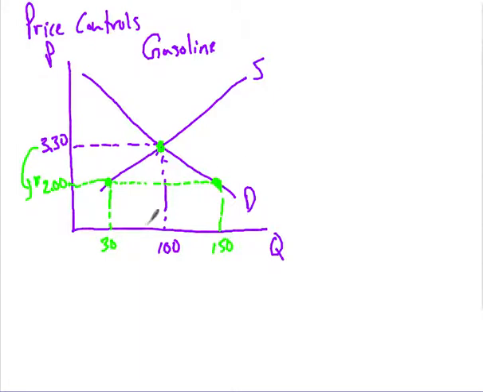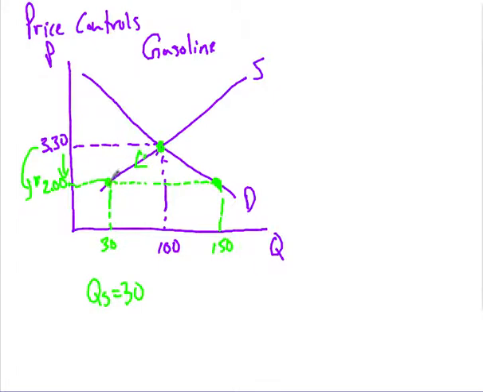And so is this a good thing? Is this a good policy that you would support? Let's look, because we can say the quantity supplied is 30 at $2, and this fits with the law of supply. As the price comes down, the quantity supplied is going to drop as well.